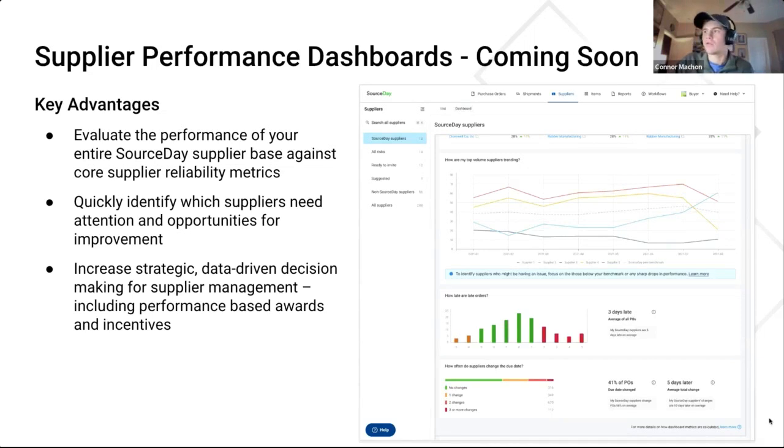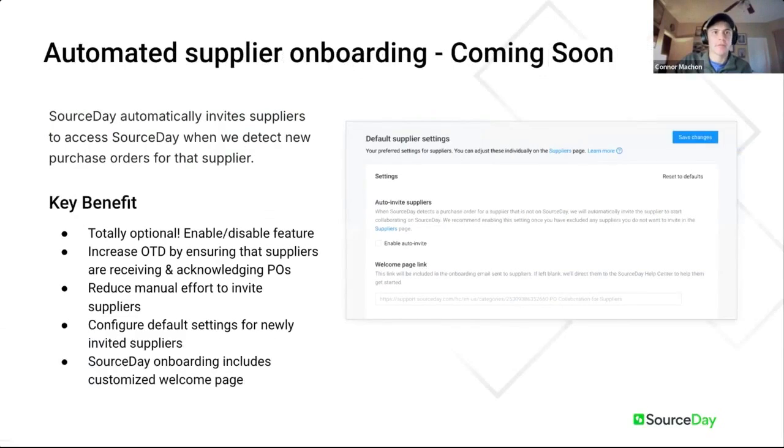And we're going to walk through one other quick feature that is also coming soon, and that is automated supplier onboarding. Another thing that we've been hearing from our customer base is the need to automatically invite suppliers to SourceDay. We often hear that certain customers have a lot of new suppliers that they're bringing on to their business all the time. And therefore, they want these suppliers to receive those PO notifications and collaboration from SourceDay without having to go through the work of actually inviting those suppliers.